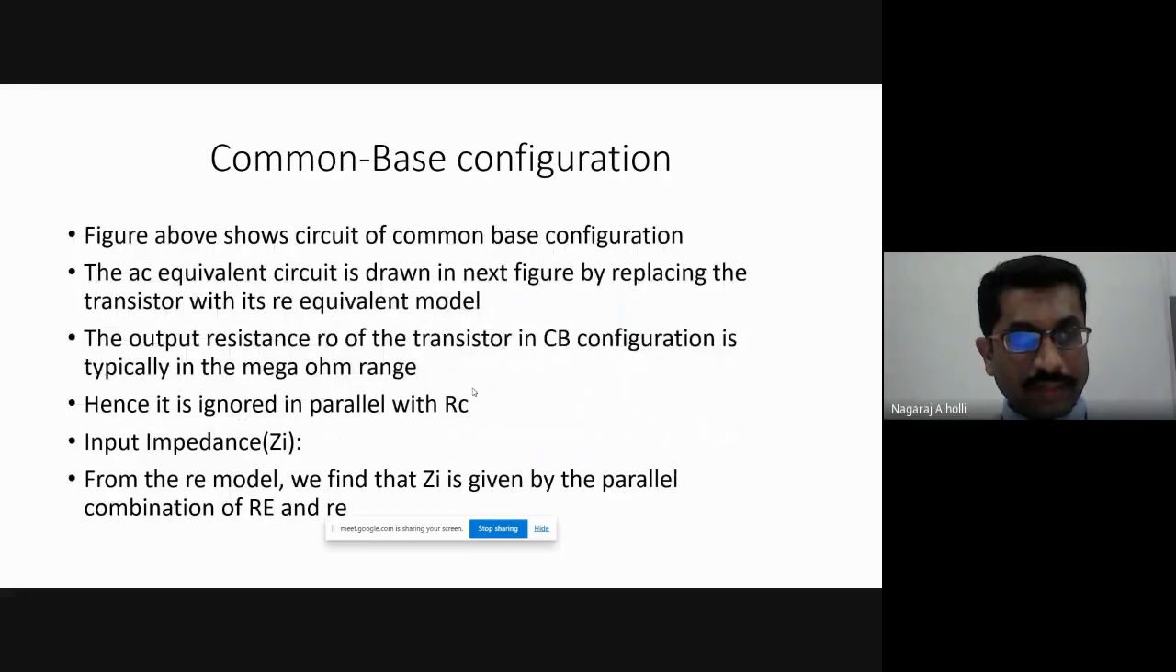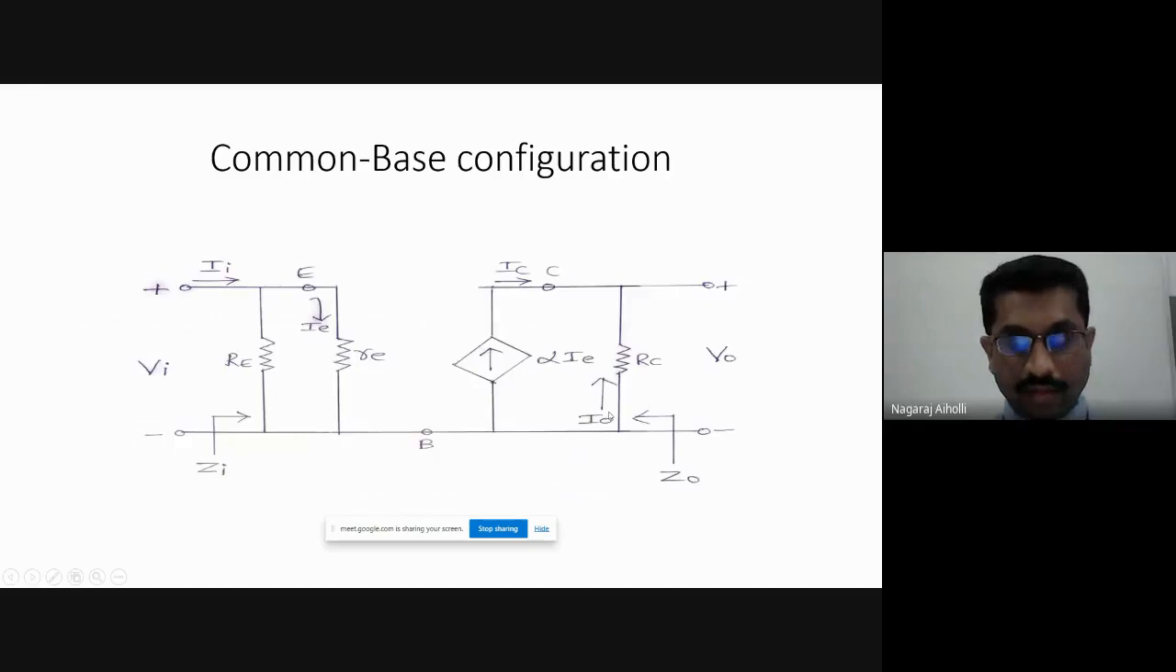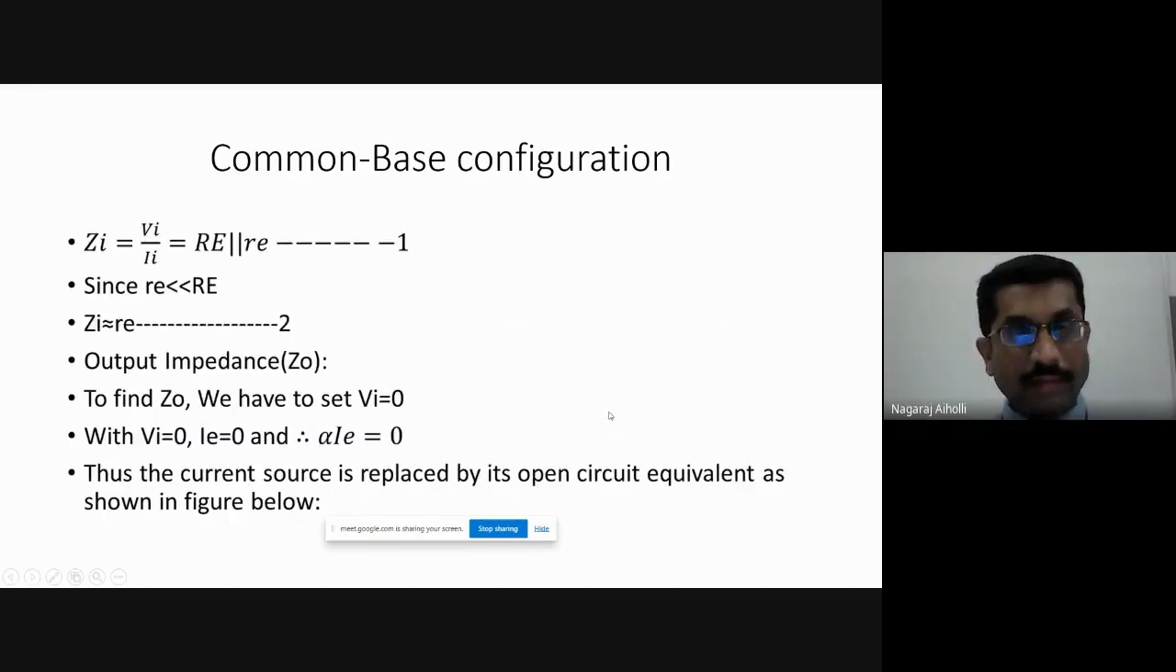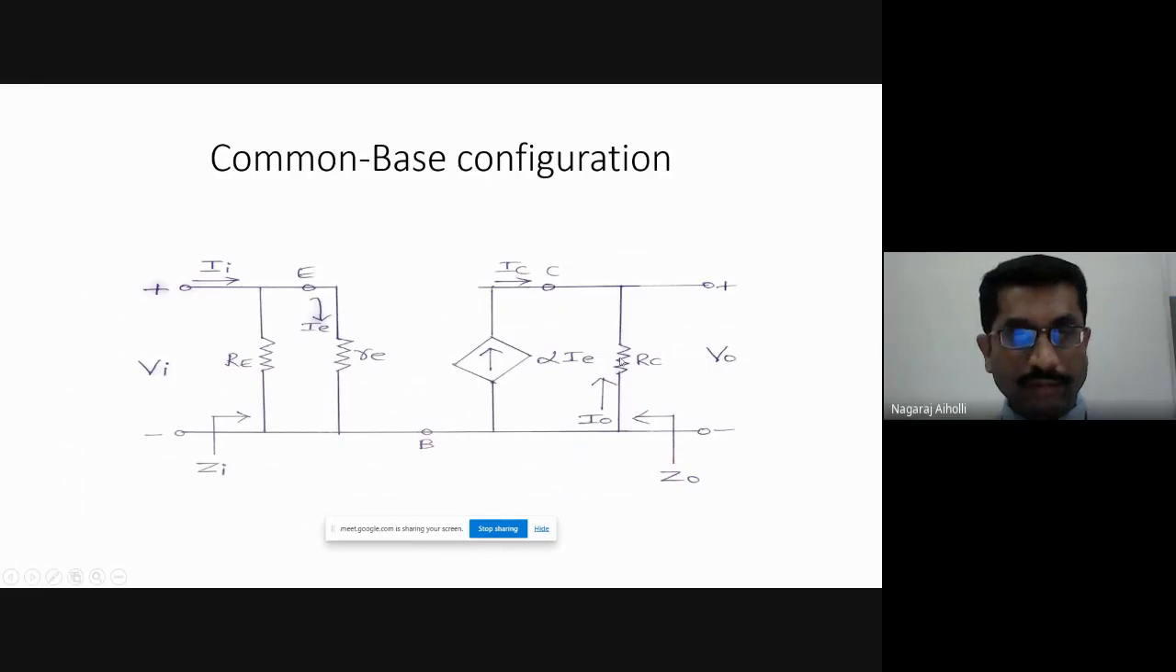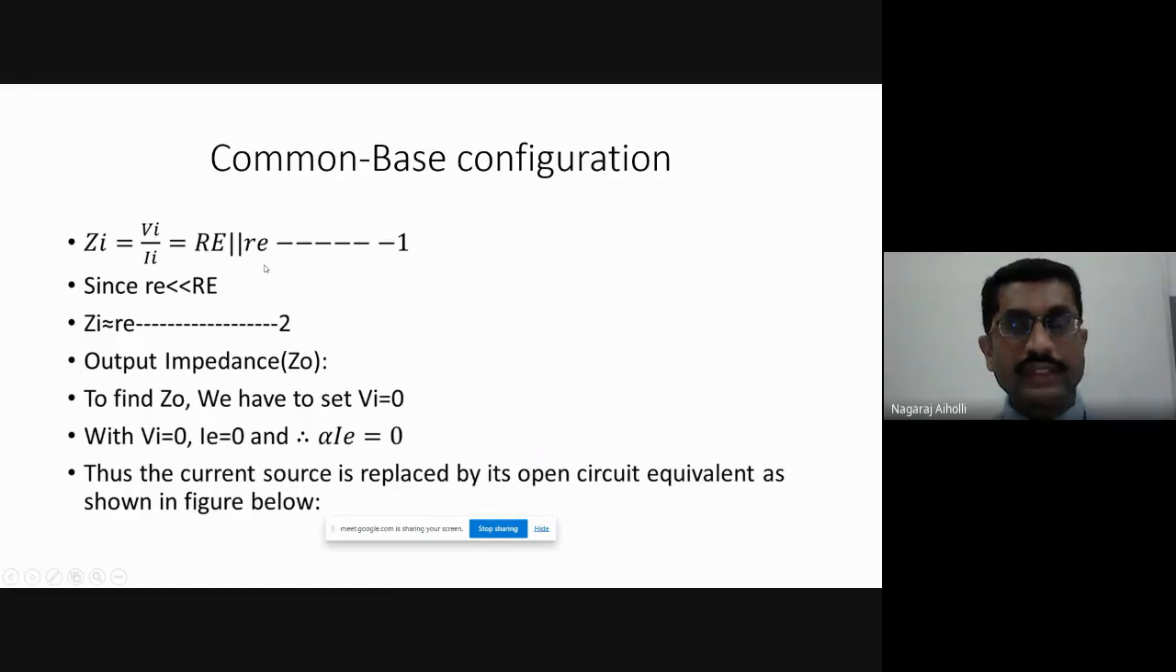Let us find the input impedance. Input impedance Zi is given by the ratio of input voltage to input current. What is Zi? Input impedance. It is input voltage by input current according to Ohm's law. Vi divided by Ii. Zi is equal to Vi divided by Ii. Now this Zi, the input impedance, is the parallel combination of capital RE with small re. Am I right? Therefore, Zi is given by RE parallel with re.